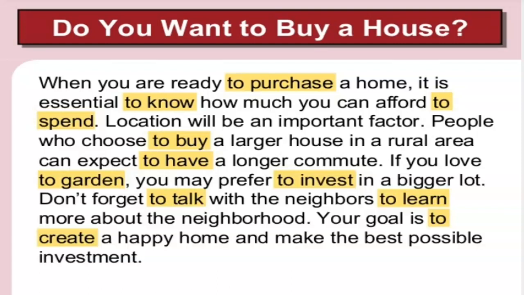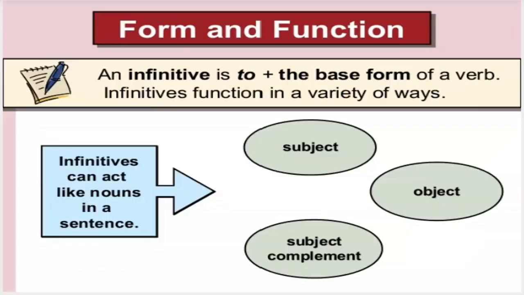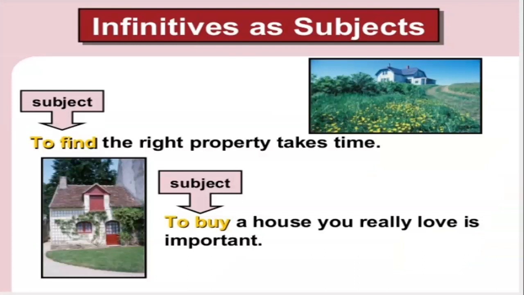Now, students, in this paragraph, I have highlighted all the infinitives used. You can see all the highlighted words have to and the base form of the verb. So these are the infinitives used in the paragraph. Now how are infinitives formed and how do they function? As already discussed, an infinitive is to plus the base form of the verb and it functions in a number of ways. It can act like nouns in a sentence, which can be either a subject or an object or a subject complement.